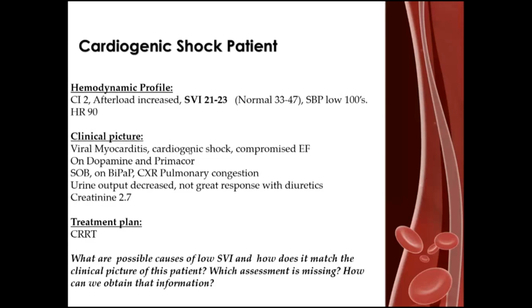Clinically, viral myocarditis, cardiogenic shock with a compromised EF. He was on dopamine and Primacor. He was short of breath, on BiPAP, and if you look at the X-ray, it looks like pulmonary edema. The urine output was decreased. They tried to diurese him, but he didn't really have a great response, and his creatinine was up to 2.7. So with viral myocarditis, they go into failure, and you need to try to get the fluids off. Well, the diuretics didn't really work, so what's the next step?